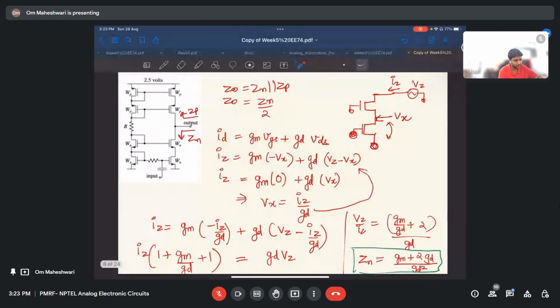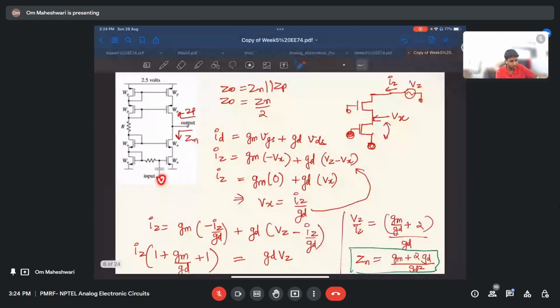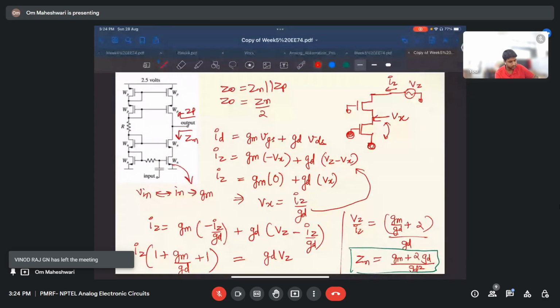So the final factor that you will get will be GM times Z out. GM is like a conversion factor. You apply an input voltage V in here, through this transistor this V in is converted into, let's say, some I in. So this conversion of V in to I in is done by this transistor's GM.